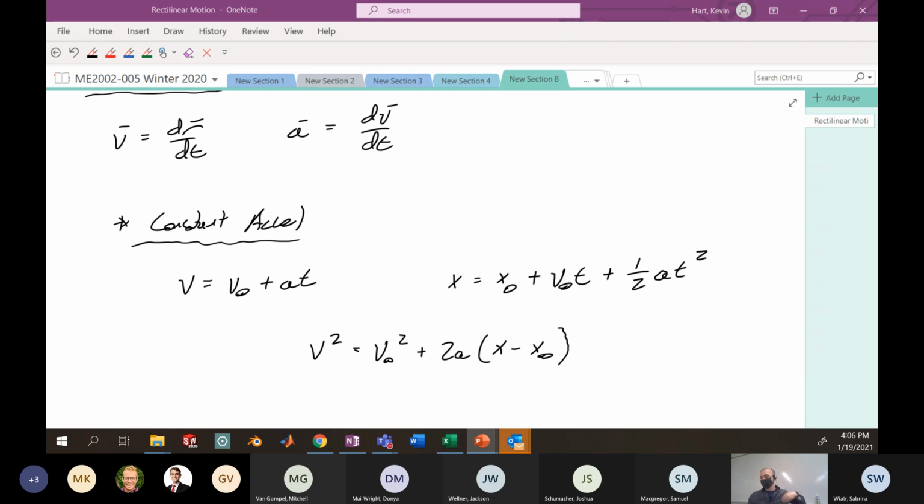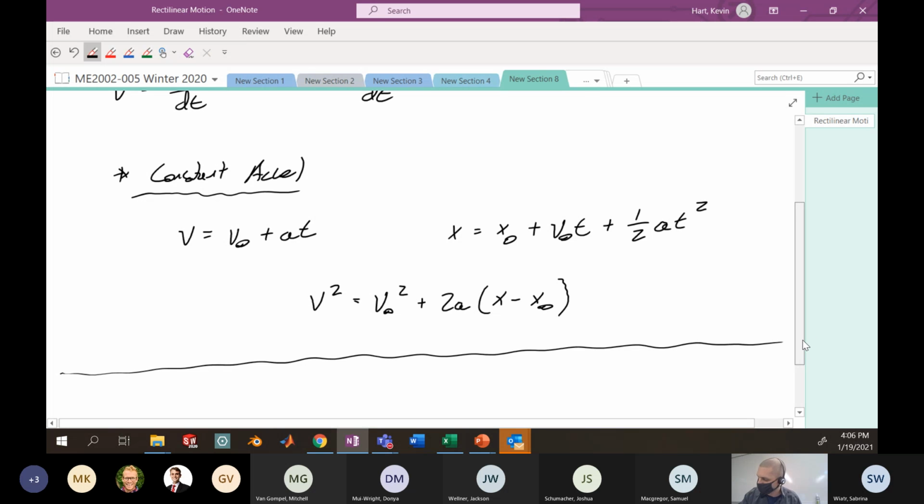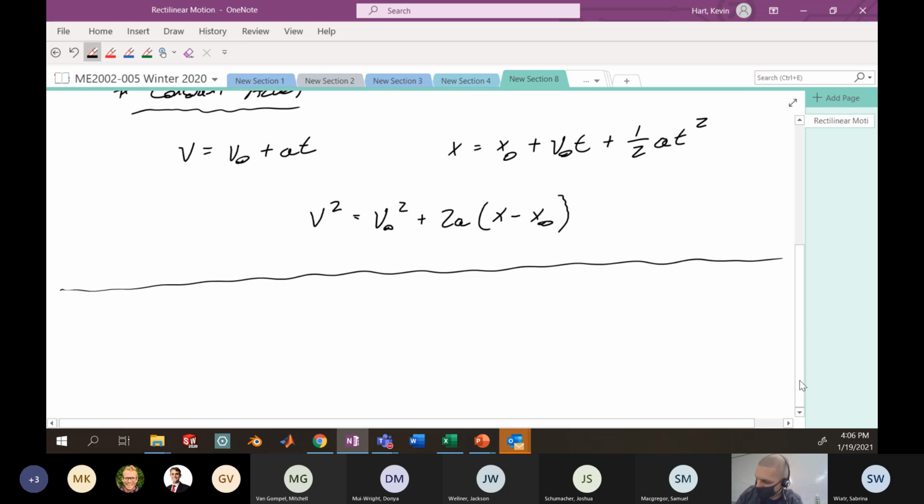Okay, so that's for one specific particle. And now I want to talk about the next step in rectilinear motion of particles, and that is the relative motion between two particles. So that's where the lesson starts today. All right, motion of multiple particles.